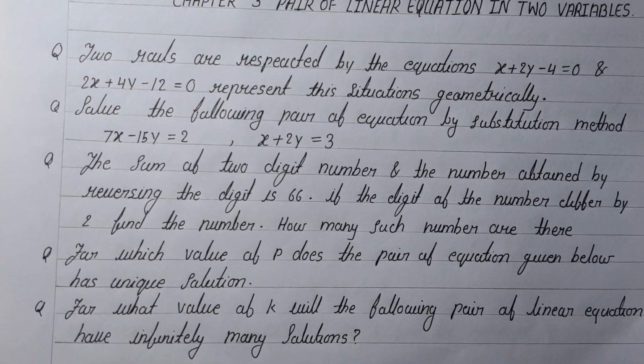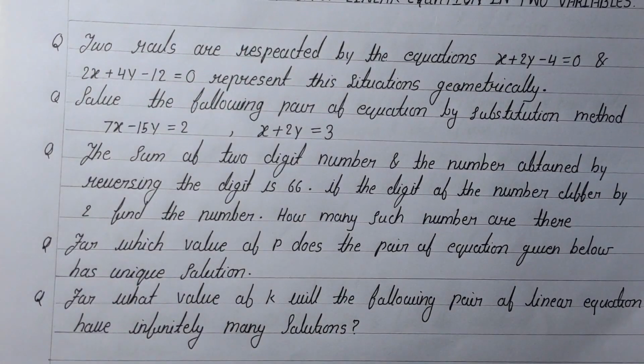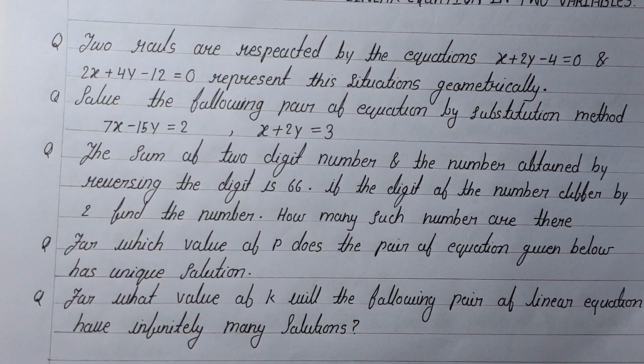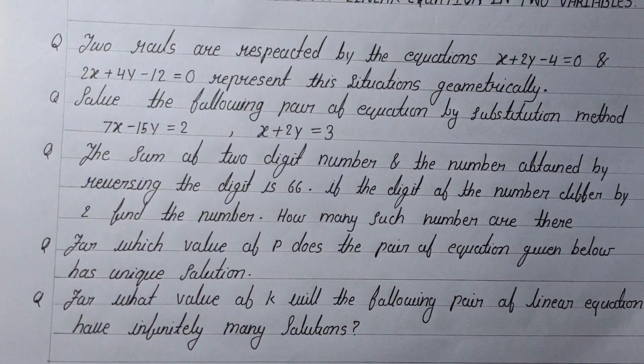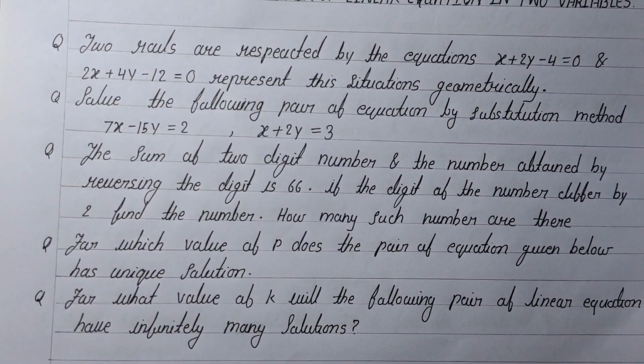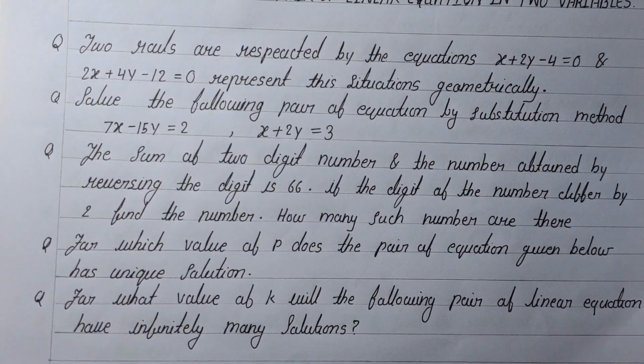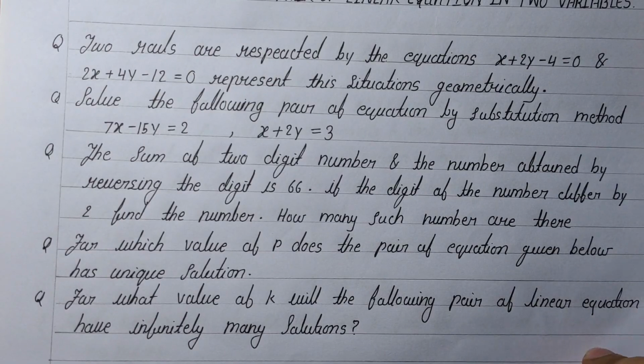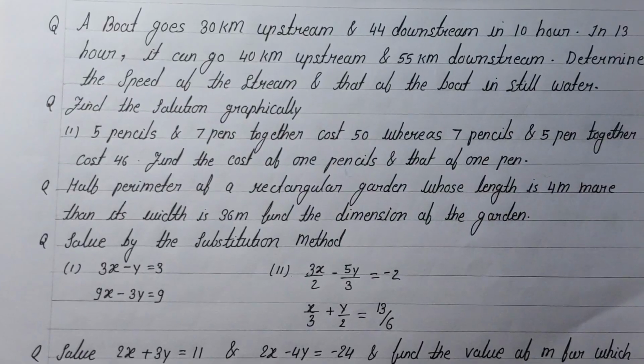Next question. The sum of a two-digit number and the number obtained by reversing the digits is 66. If the digits of the number differ by 2, find the number. How many such numbers are there? Next, for which value of p does the pair of equations given below have a unique solution? For what value of k will the following pair of linear equations have infinitely many solutions?